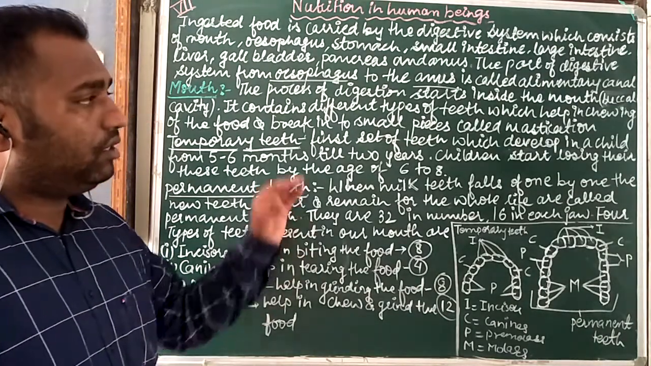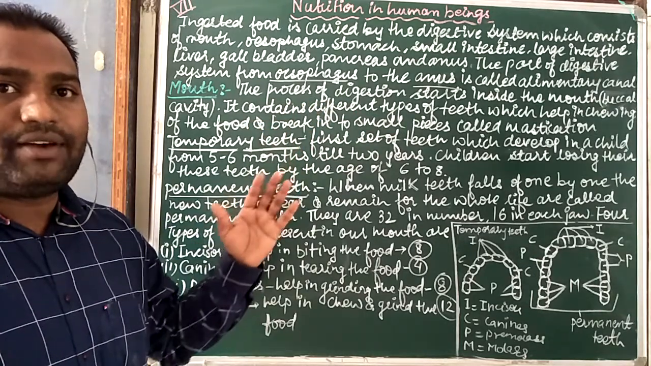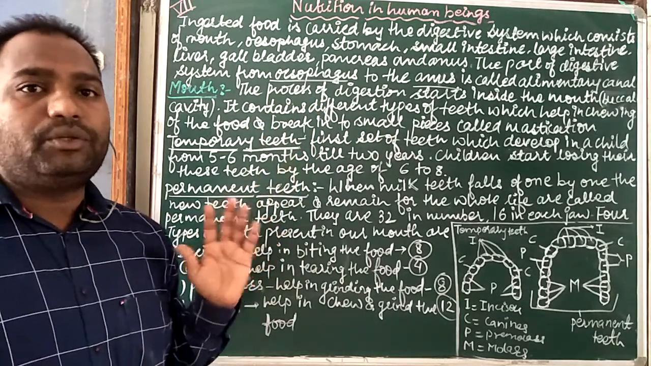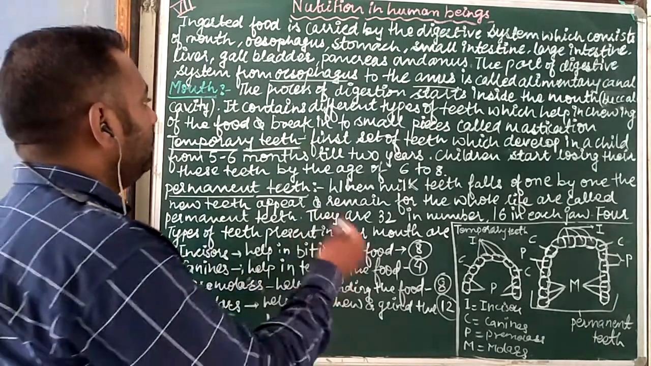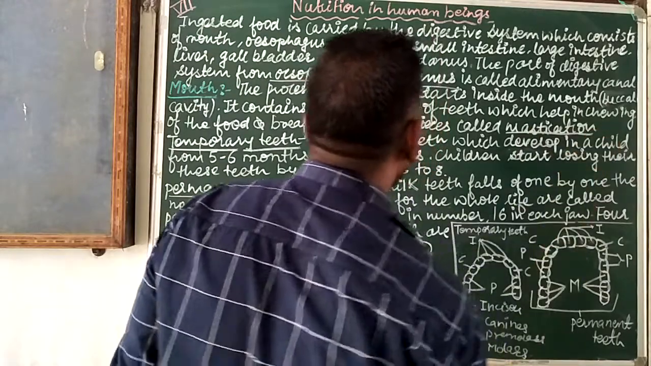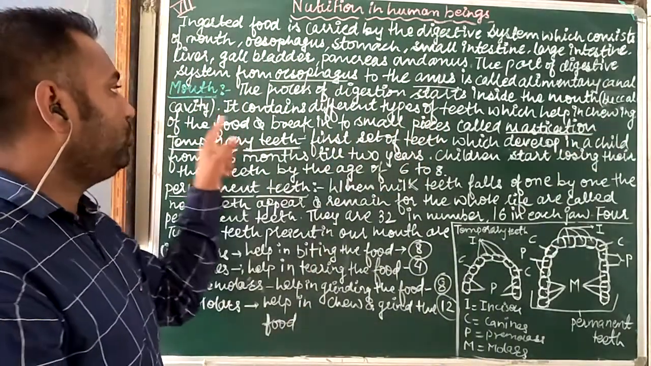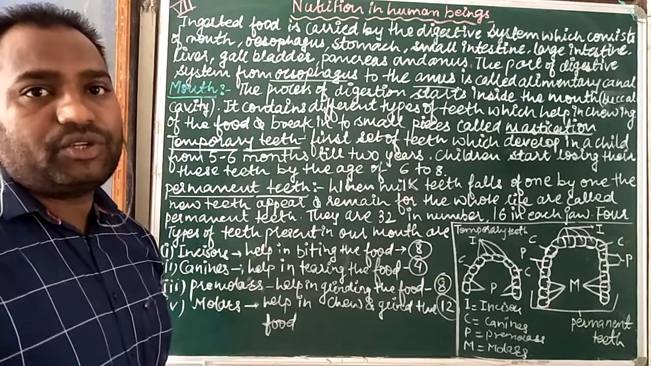So what is the use of the tongue here? The tongue mixes the food with the saliva and sends the food to the other types of teeth. Here one process is called mastication. Mastication means when teeth help in chewing food and break it into small pieces.